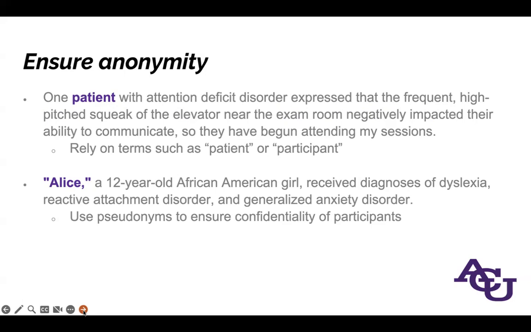Okay, in the next example, we're going back to our friend Alice. And Alice is a 12-year-old African-American girl who received diagnosis of dyslexia, reactive attachment disorder, and generalized anxiety disorder. So in this example, the quotation marks signify that we are using a pseudonym to refer to the participant, who in this case has been named Alice. And that just ensures the confidentiality of the participant.